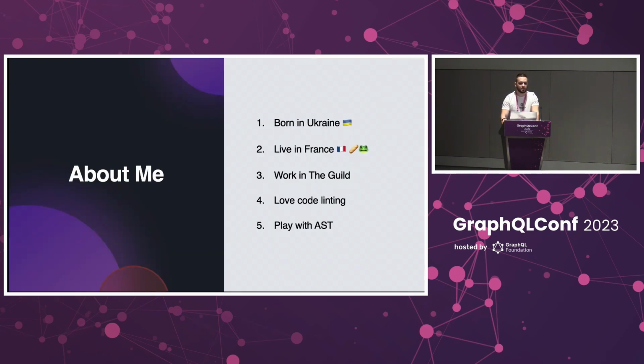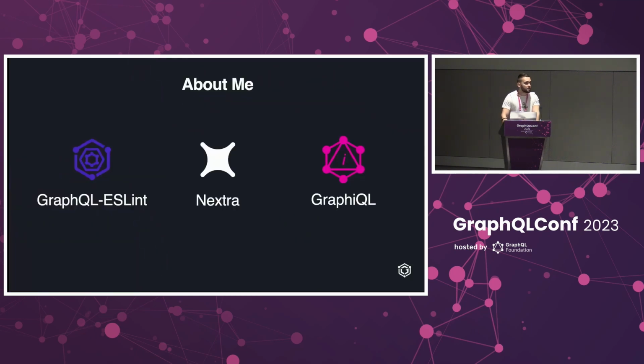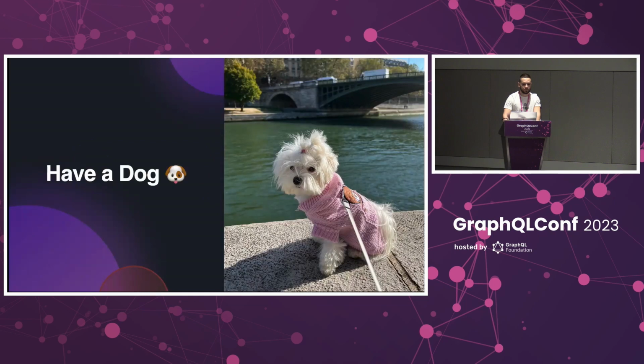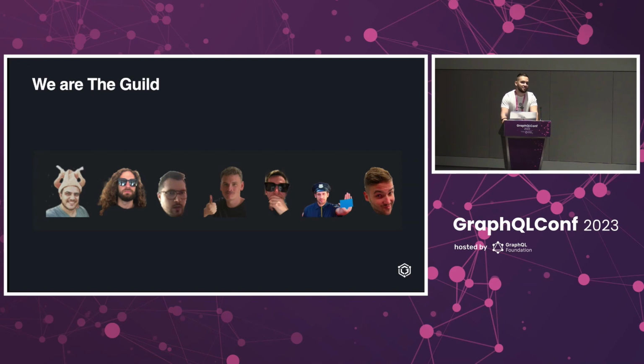So a little bit about me. I was born in Ukraine, live in France, work at The Guild, love code linting, love playing with abstract syntax trees, and I am also a front-end developer. Currently, I am a maintainer of GraphQL ESLint, Nextra, and GraphQL. I also have a very cute dog, and my teammate calls her Dima's dog. And I work in an amazing team with amazing teammates. I am really proud of my teammates.